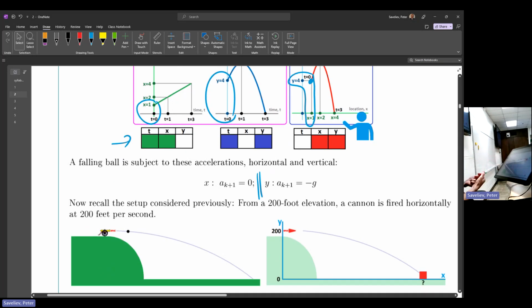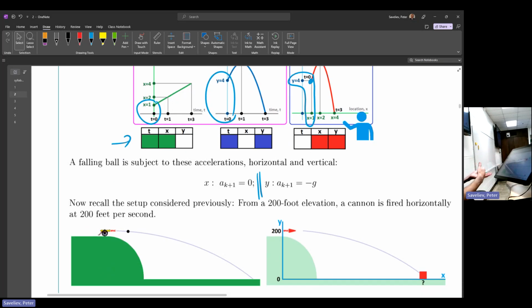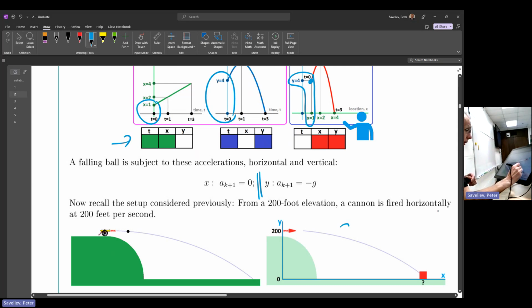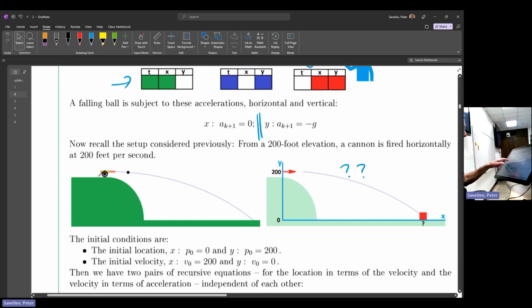So if we know the acceleration, we can find the velocity from it, and from the velocity we can find the location. To make it specific, if we're doing this numerically, we need the specificity of actual numbers. So here the elevation is 200 feet, and the horizontal velocity is 200 feet per second. We want to find the trajectories for the purpose of shooting the cannon and landing it.